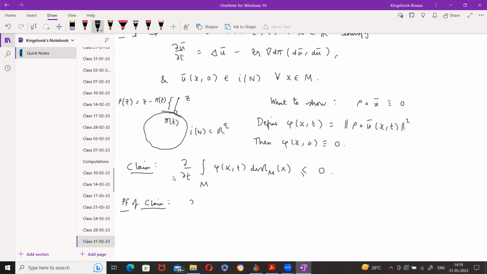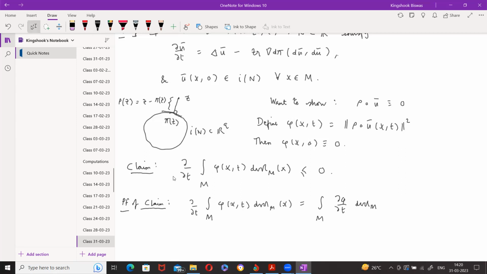So this derivative of this integral is what? By differentiation under the integral sign, this is the integral of del phi del t d vol n, right? Okay. So we have to compute del phi del t.